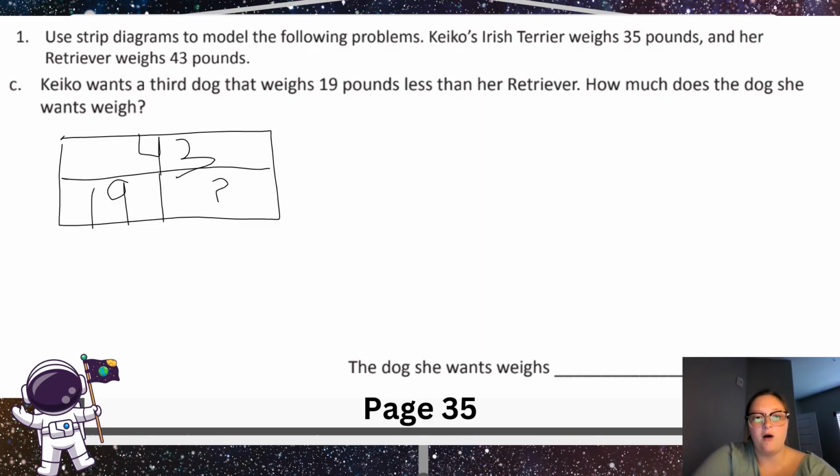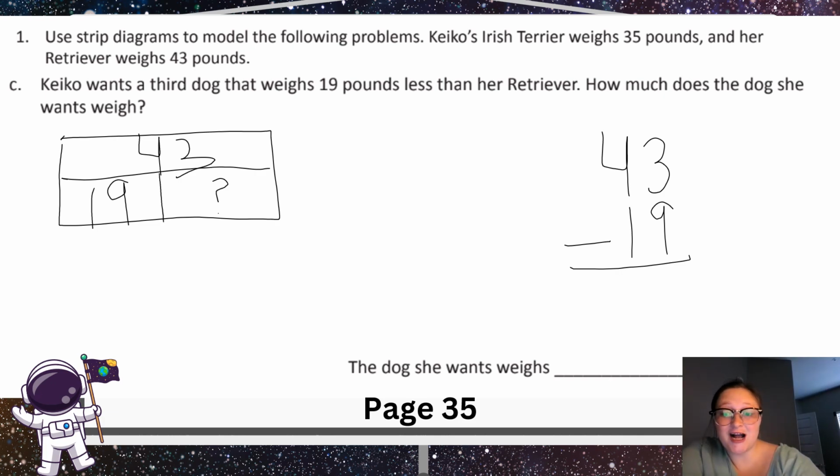And we want to know how much the third dog weighs. So we are going to have to do what? Subtract. Right. So we have 43 minus 19. Again, where do we start when we subtract? Our ones place. Good. So can we do 3 minus 9? No. So we have to unbundle our tens place. That's going to leave us with 3 tens and 13 ones.